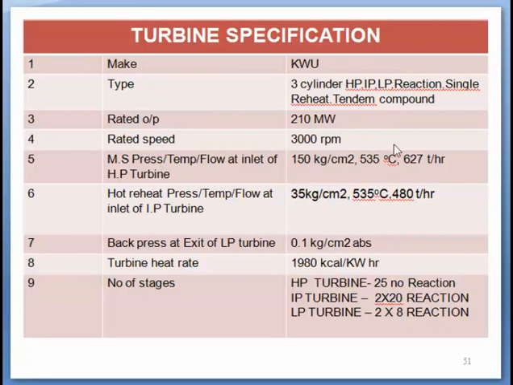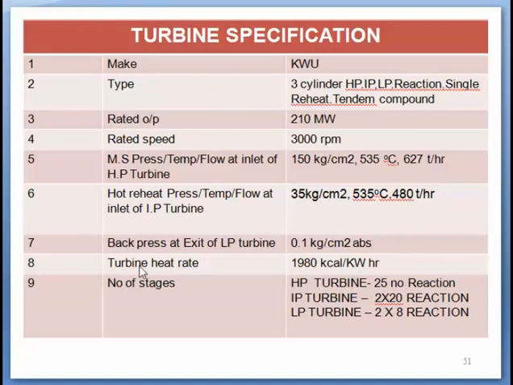These data we have already seen. The hot reheat pressure, temperature and flow at the inlet of the IP turbine are 35 kg per centimeter square, 540 or 535 degrees centigrade, and flow is 480 ton per hour. Back pressure at the exit of the LP turbine will be of the order of 0.1 kg per centimeter square absolute. Turbine heat rate in general used to be 1980 kilocalorie per kilowatt hour.